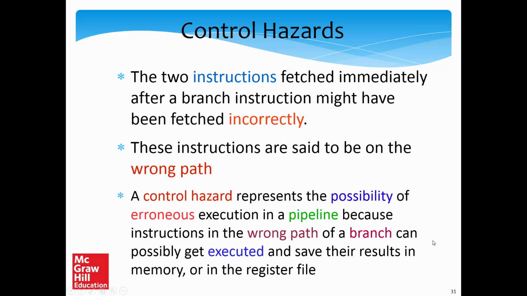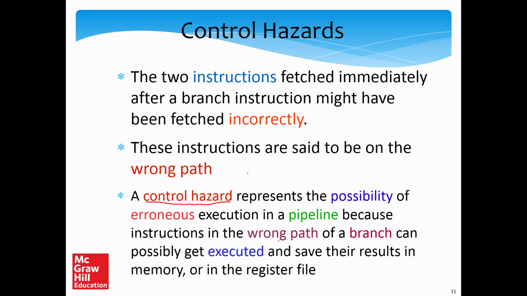Let me now explain once more what a control hazard is textually. The two instructions fetched immediately after a branch instruction might have been fetched incorrectly if the branch is a taken branch. So these instructions are said to be on the wrong path, right? Basically, these instructions, if they need to be cancelled later, are known to be on the wrong path.